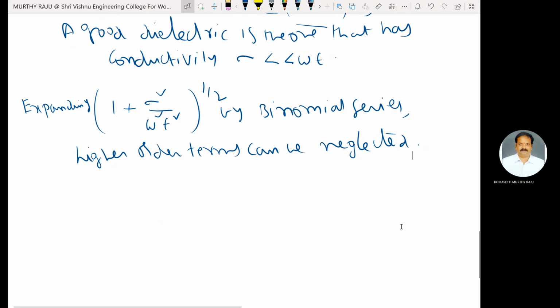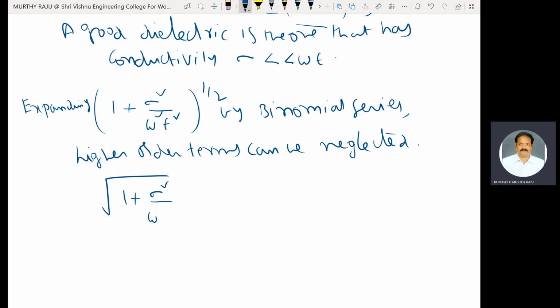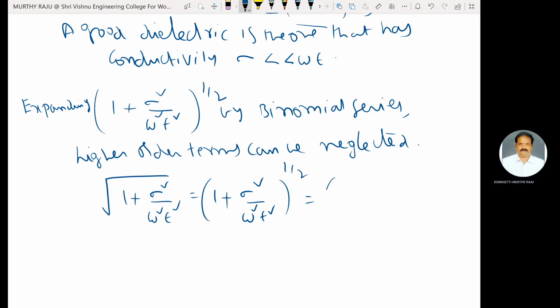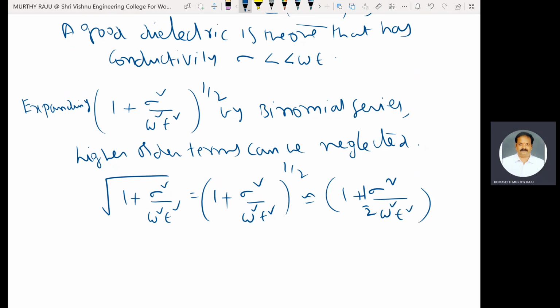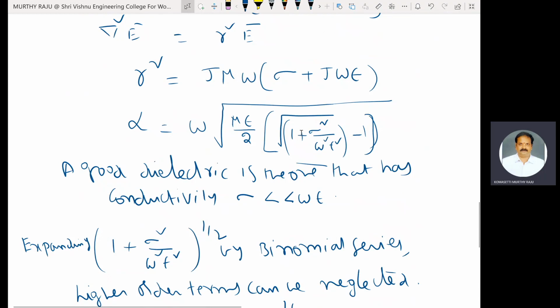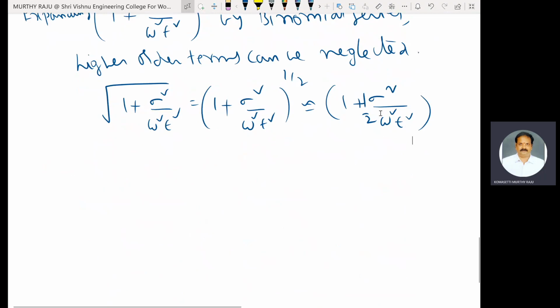Therefore, the square root of 1 plus sigma square by omega square epsilon square is equal to (1 plus sigma square by omega square epsilon square) to the power 1 by 2, which is approximately equal to 1 plus 1 by 2 sigma square by omega square epsilon square. Therefore, in that alpha, the square root of 1 plus sigma square by omega square epsilon square is replaced with this term.